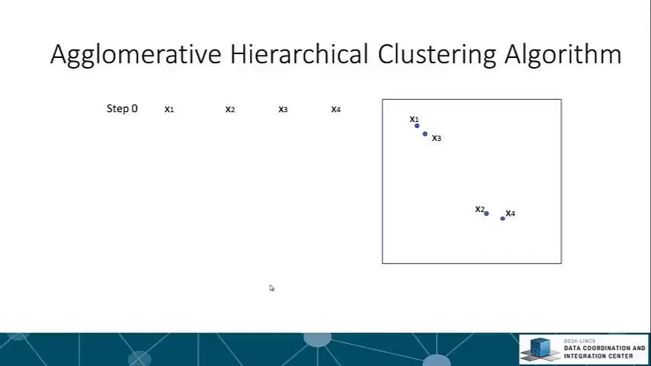Here I can give you a visual example of this process. On the right I have a selection of our points from earlier, so our point objects x1, x2, x3 and x4. Now at step 0, each object forms its own group.